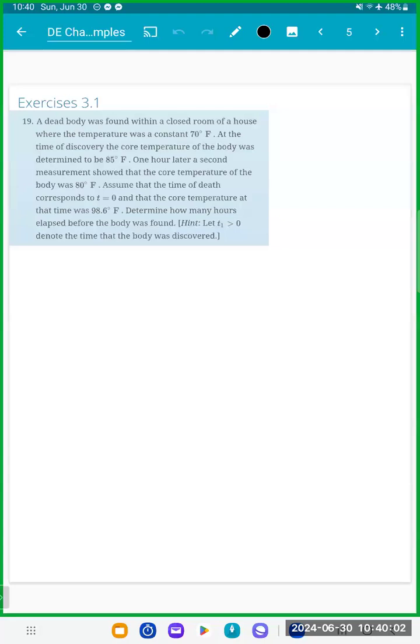At the time of the discovery, the body temperature was 85 degrees Fahrenheit. One hour later, a second measurement showed that the body's temperature was now 80 degrees Fahrenheit. And we want to assume that the time of death corresponds with time 0. So the body died, and then what?